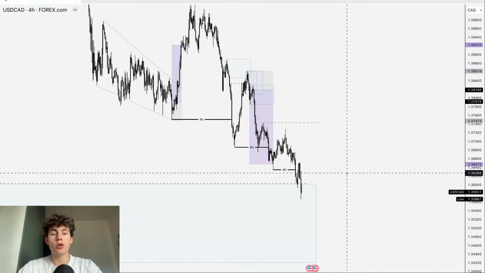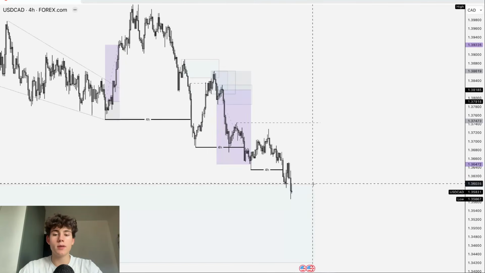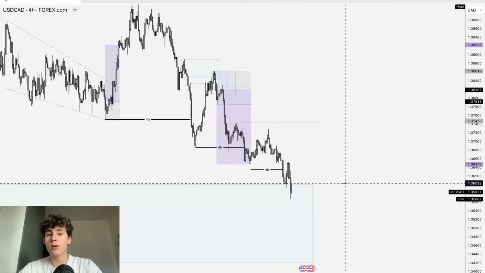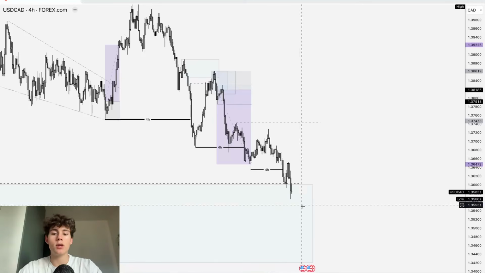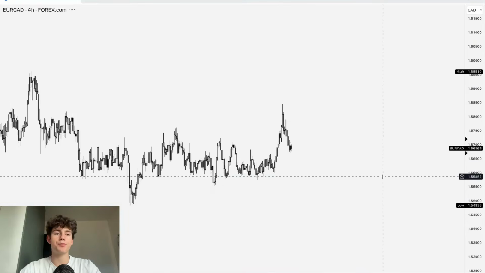You would want your dollar to be bullish and your CAD to be bearish, which is also in line with the fundamentals. If the oil prices are not going to trade up higher, then the CAD should be strong and we could trade down lower here on USD CAD.